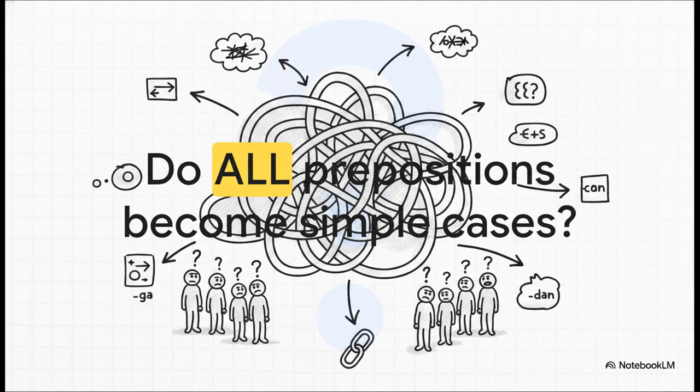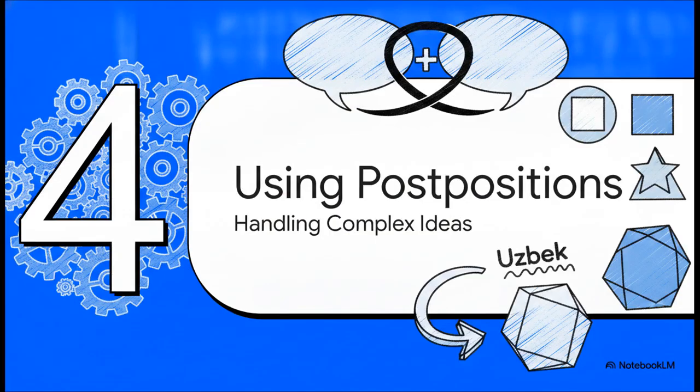But wait, this brings up a huge pivot point, and it's honestly something a lot of language learners struggle with. What happens when the relationship we want to express is simply too complex, too abstract, or just too lexically heavy for a basic case suffix to handle? Like, do all prepositions just become little glued-on suffixes? No way. Section 4. When are postpositions used?